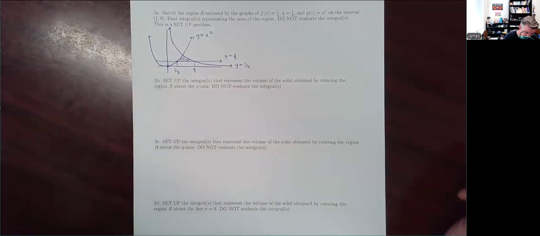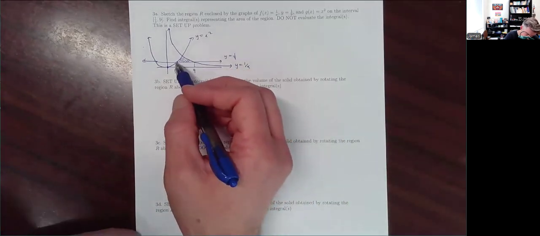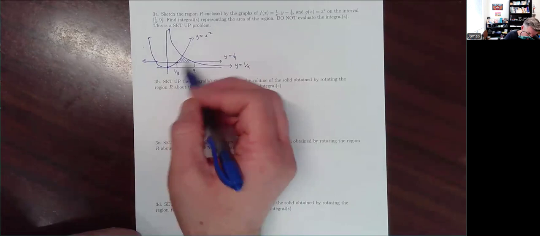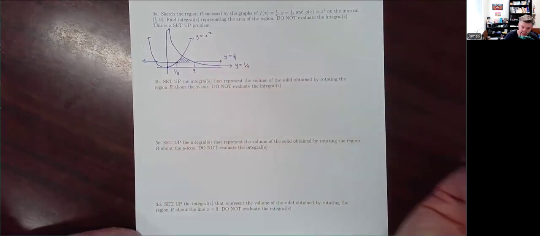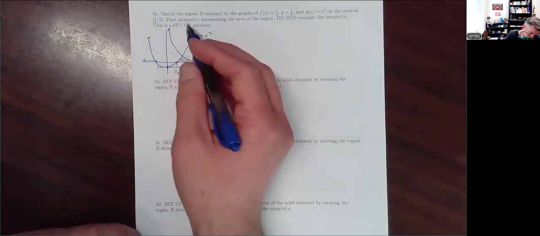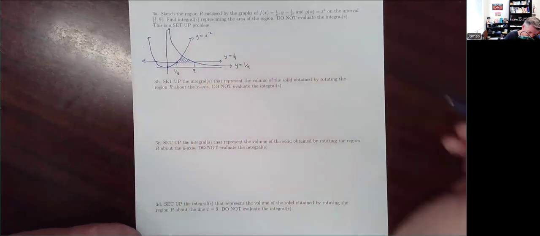There's your region, bounded by y equal to 1/9, y equal to x squared, and y equal to 1 over x. And the x bounds are from 1/3 to 9. And you notice that if you plug in 1/3 for x, 1/3 squared is equal to 1/9. And then find integrals representing the area of the region. Do not evaluate the integrals.